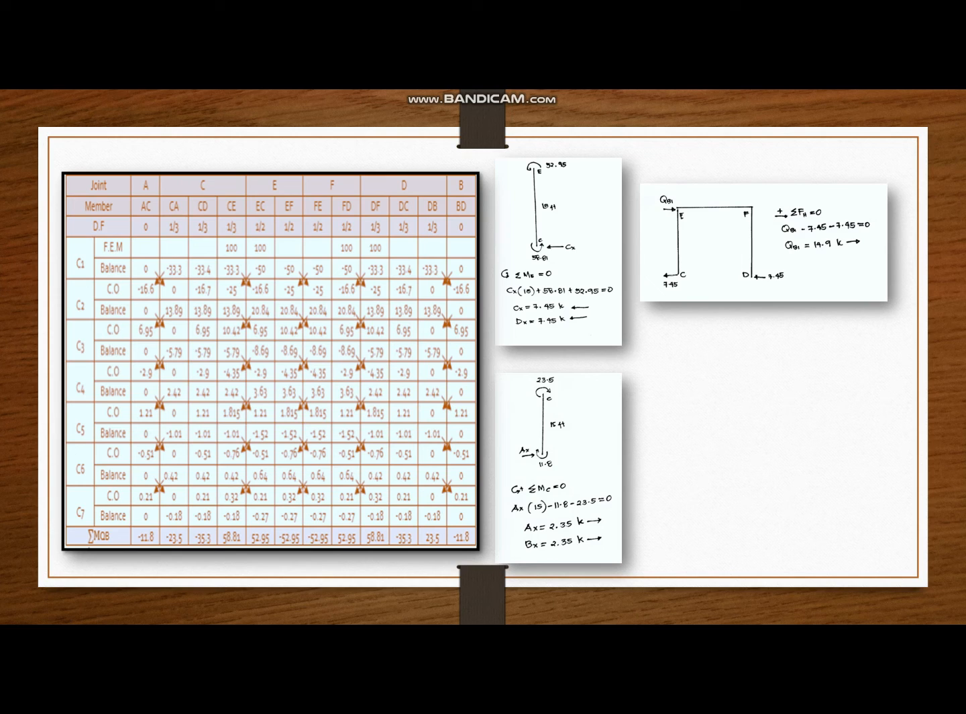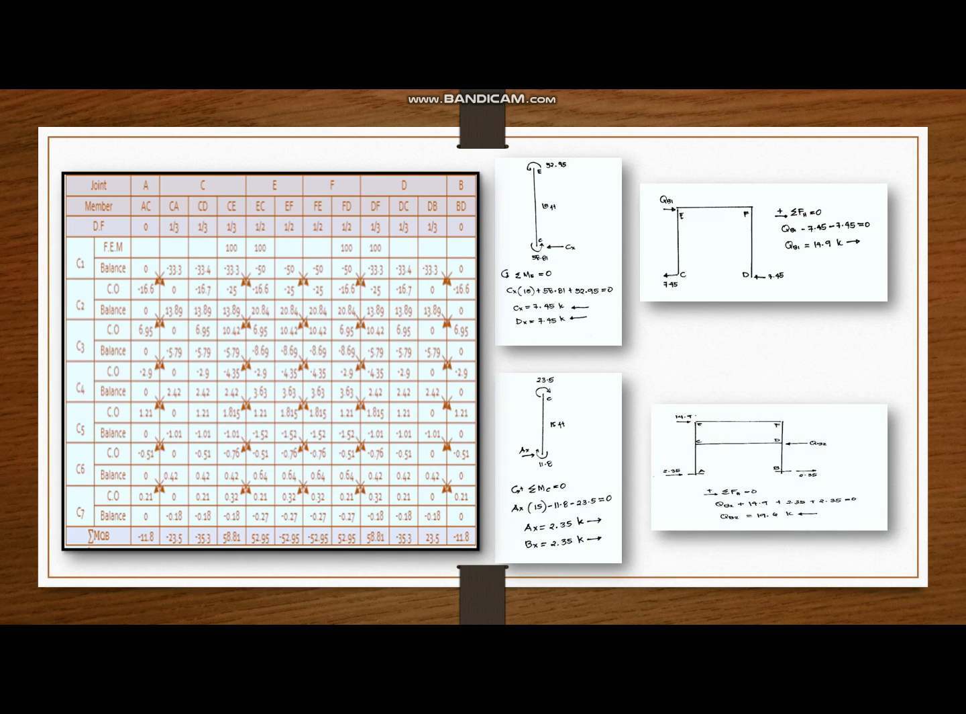Next is our, here, same lang siya sa process here, pero our moment here from C, also all counterclockwise is positive. So, summation of MC is equal to 0. So, AX times 15 minus 11.80 minus 23.5 is equal to 0. So, AX is equal to 2.35 K to the right. Also same lang sa BX na 2.35 K to the right.